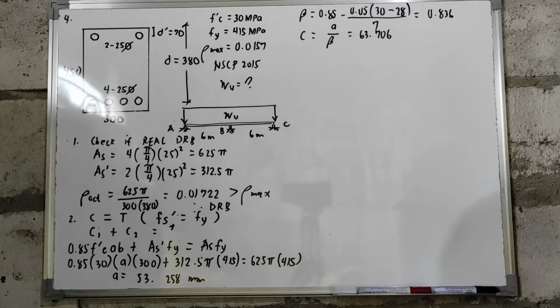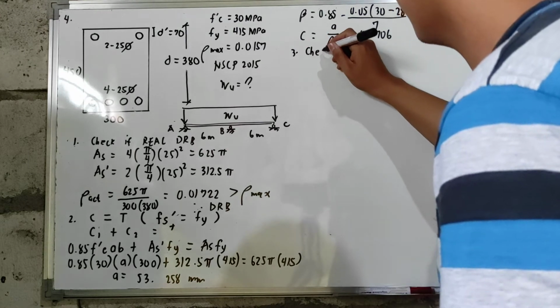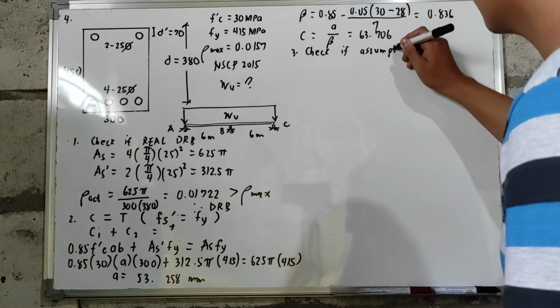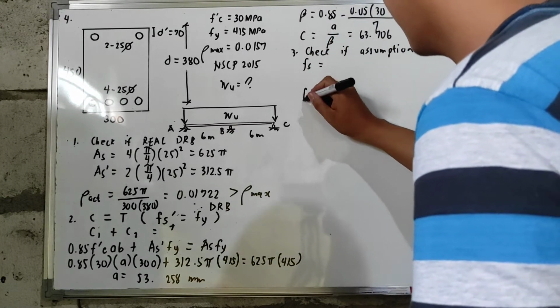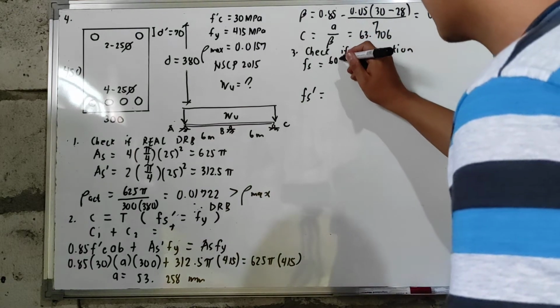So, for the next step, meron na tayong value ng A at saka C. So, we are going to check if the assumption is correct. Sir, paano po natin i-check yung assumption na yan? We are going to calculate the value of your Fs and the value of your Fs prime. So, for the Fs, that is 600.